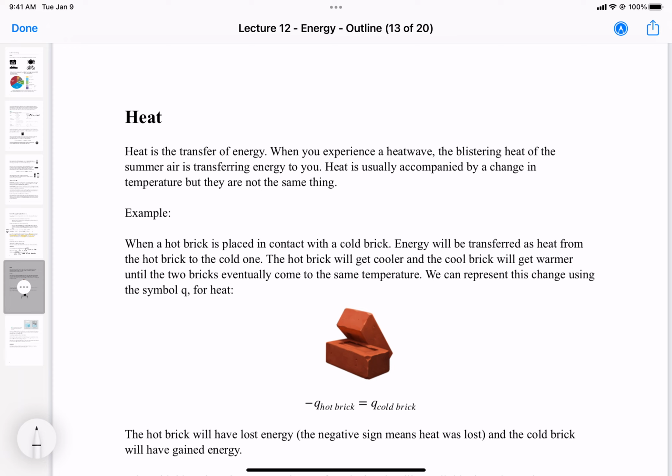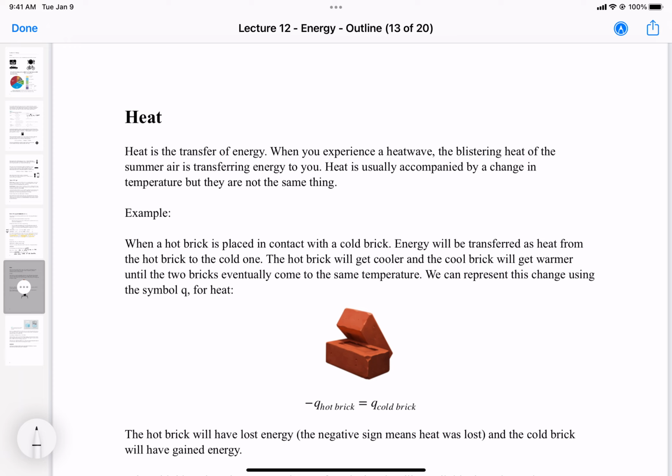Okay, so here's an example. When a hot brick is placed in contact with a cold brick, like you have a brick wall and you bring in contact some brick that you have in storage, which is much cooler, energy will be transferred as heat from the hot brick to the cold one. Now, all that heat might be converted to increasing kinetic energy, but some of it probably will not.